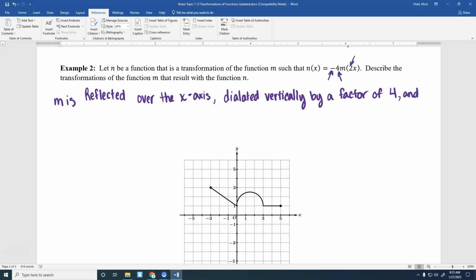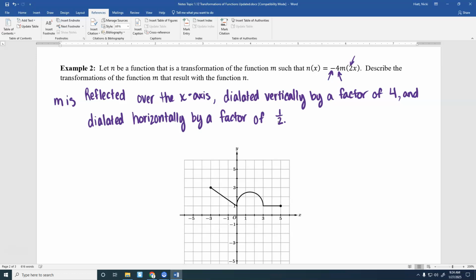also dilated right here, dilated horizontally by a factor of 1/2, because remember, whatever is on the inside of the parentheses is going to behave in the opposite manner. So I like to say if we put a big number here, and when I say big, I just mean bigger than 1, it's going to actually squish the graph in and shrink it. It's going to be half as wide as it was in the beginning.